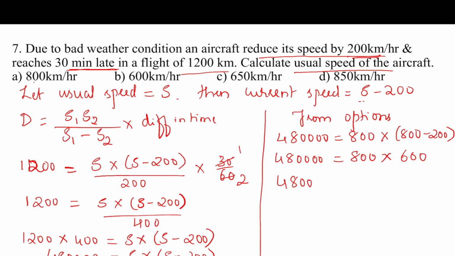So it is 48 double 0 double 0: 8 6s are 48, and these two zeros. So this first option is satisfying. LHS is equal to RHS, isn't it? So that means the speed is 800 kilometer per hour. So the usual speed was how much? 800 kilometer per hour. So option A itself is the answer.